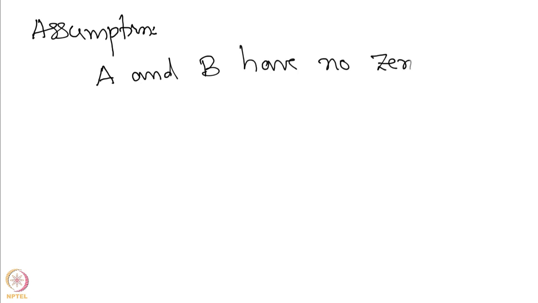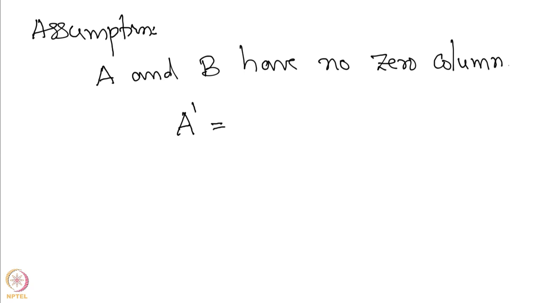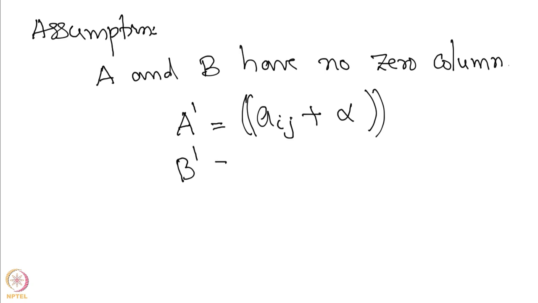Now we will introduce certain polytopes. Before that, another assumption that we will make is that A and B have no zero column. This is actually not a really serious assumption. The reason is that suppose A and B have some zero column, what I can always do is add a fixed quantity to all the entries. Take A prime to be A_ij plus some alpha. Similarly, B prime to be B_ij plus beta. I have added the same constant to all the entries.